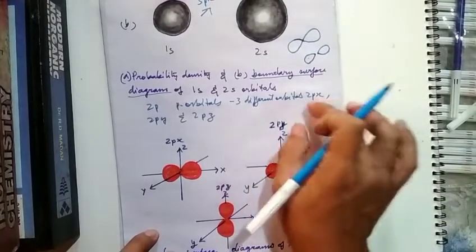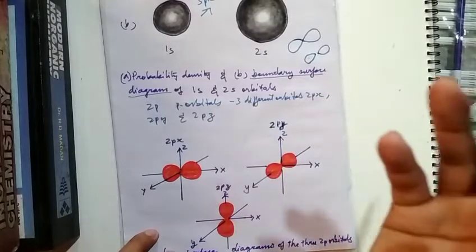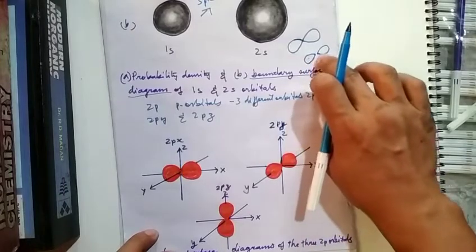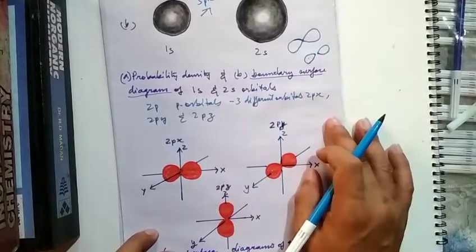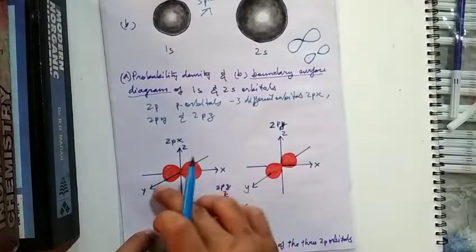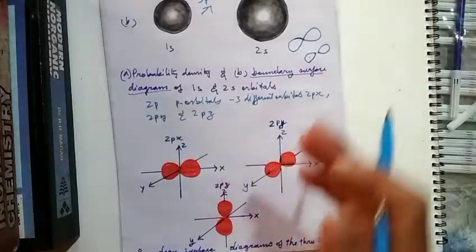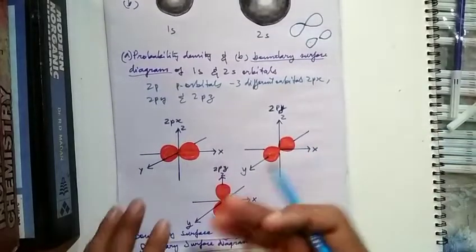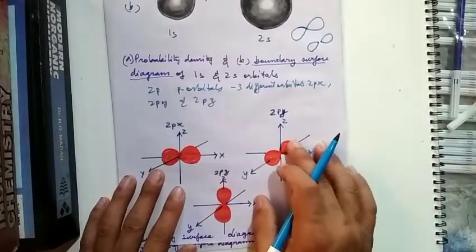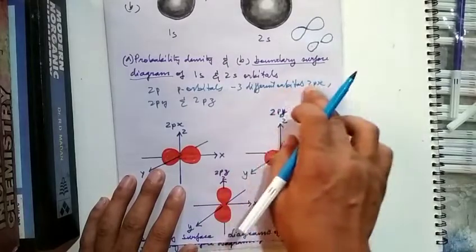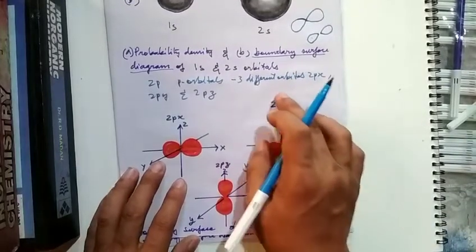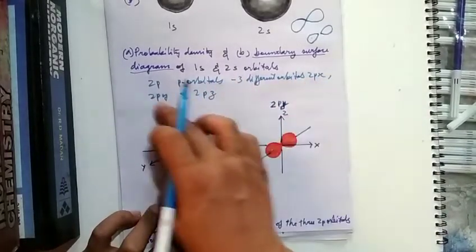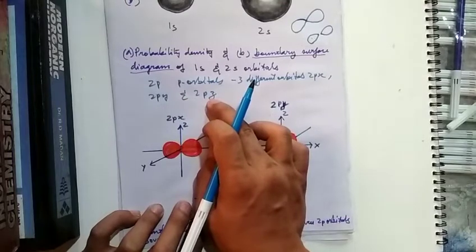So why are there 3 different 2p orbitals? They all look the same, having the same symmetry, shape, and structure, but they differ in their orientation, along the x-axis, y-axis, or z-axis. Because they have different orientations, they come in different shapes. So 2p has 3 different orbitals: 2px, 2py, and 2pz.